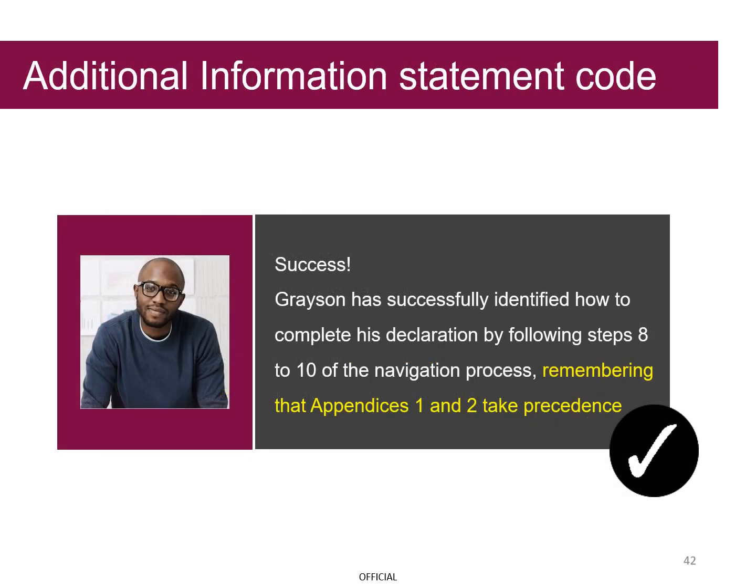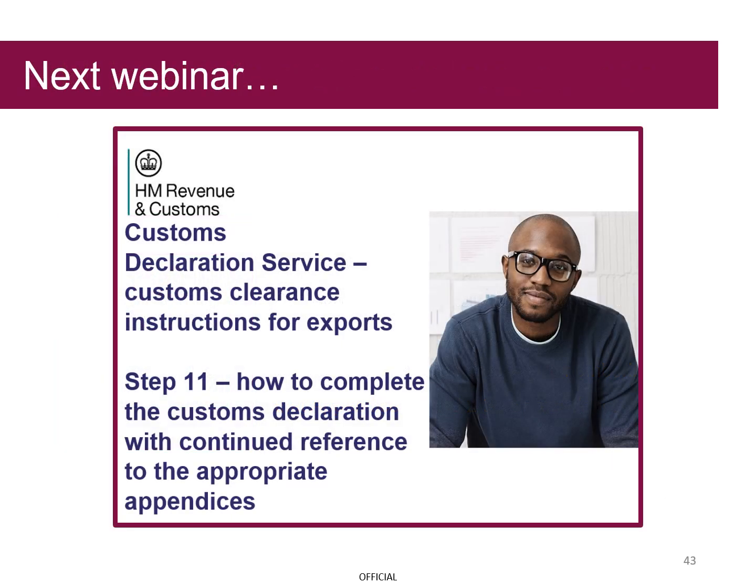Grayson has now identified how to successfully complete his declaration by following steps 8 to 10 of the navigation process, remembering that Appendices 1 and 2 take precedence. However, please watch the final webinar to see how Grayson will use appendices to complete his customs declaration for exports.